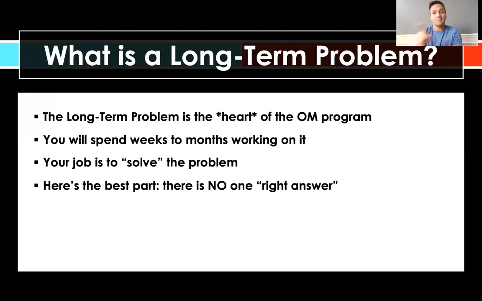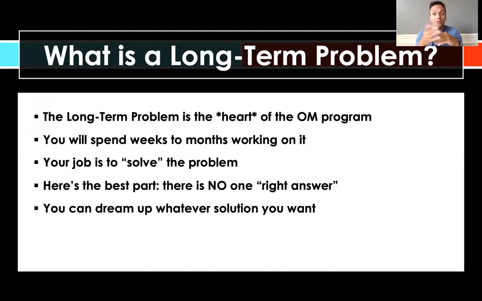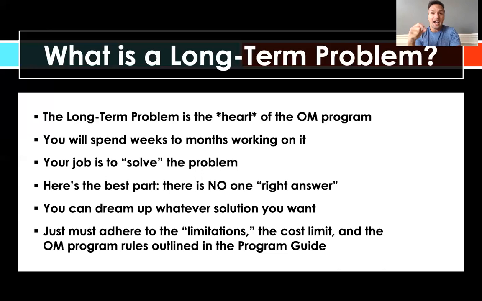Now, the best part, and this ties back to the very first lesson we had, is that there's no one right answer, right? So remember in OM, we believe in divergent thinking, the idea that one problem can have many solutions, right? So it's not like Odyssey of the Mind is looking for you to come up with the one right solution to a problem, because it turns out there is no one right solution, right? So whatever you come up with would be a potential correct solution to the problem. So dream up whatever solution that you want. Now, the thing is, you have to adhere to the limitations that are stated in your long-term problem, as well as the general OM rules that are outlined in the Odyssey of the Mind program guide. So in a previous lesson, I told you there are 2 things you have to read from top to bottom. 1 is your long-term problem, and 2 is the Odyssey of the Mind program guide. So you know which rules you have to be within when you're developing your solution.